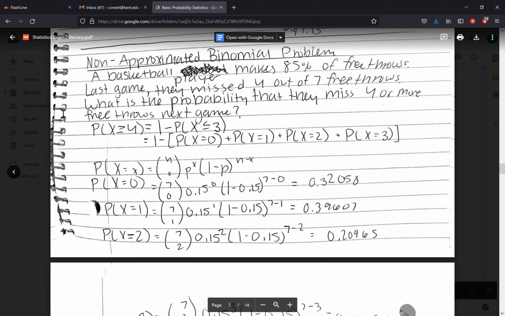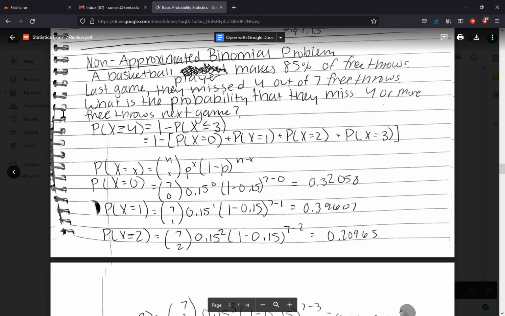So we're looking for the probability of missing 4 or more free throws. But to make things easier, we can calculate the probability of the complement and subtract this from 1. So we can do 1 minus the probability of missing 3 or less free throws, if we do not approximate the binomial distribution.